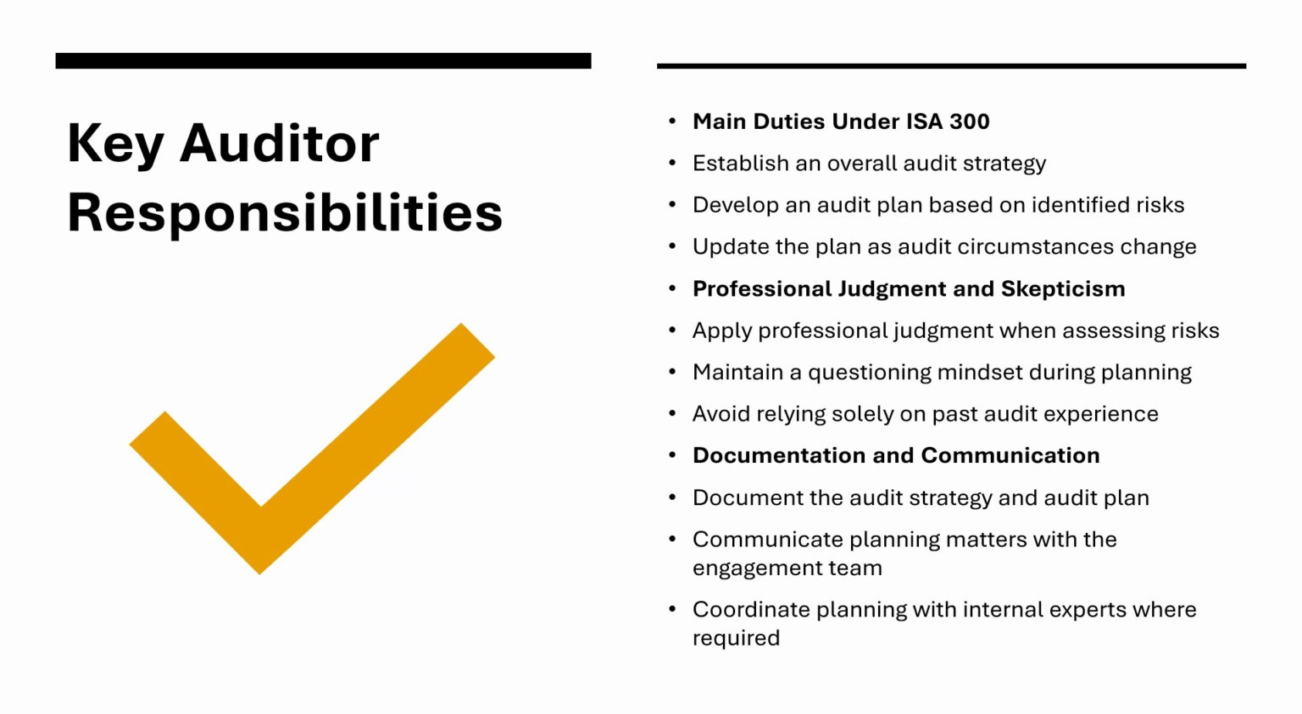ISA 300 places several responsibilities on the auditor. First, the auditor must establish an overall audit strategy. Second, they must develop an audit plan based on identified risk. And third, the plan must be updated if circumstances change. Planning is not a one-time activity. Professional judgment and skepticism are essential during planning. Auditors must assess risk carefully, remain alert to potential issues, and avoid relying blindly on past experience.